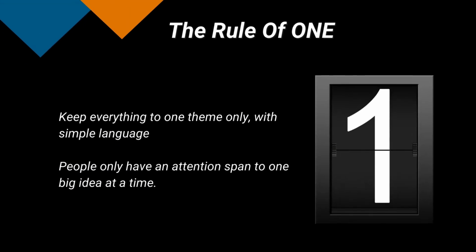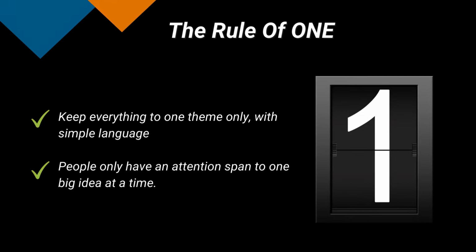So the first is the rule of 1. Keep everything to one theme only with simple language. You want to stick to the one idea and not move around with different things within your copy. The last thing you want to do is make it complicated with too many things that divert your reader's attention or even overwhelm them with things that can put them off. People only have an attention span for one big idea at a time.